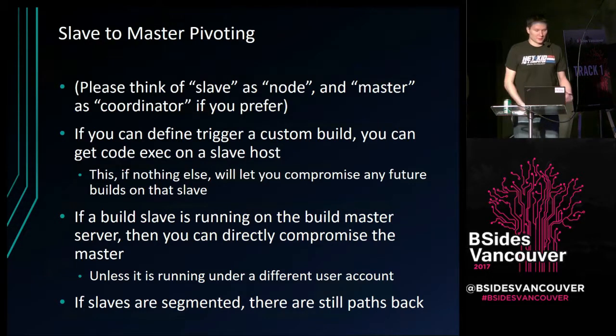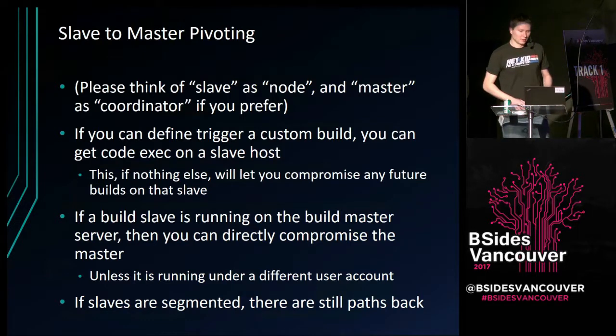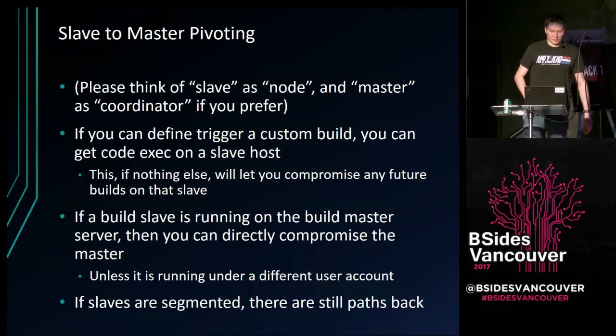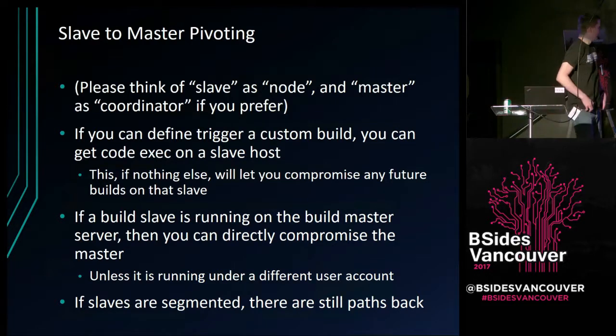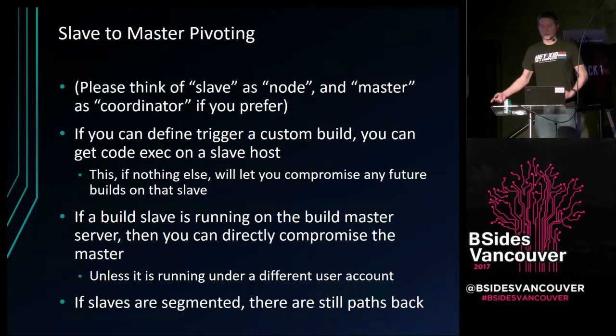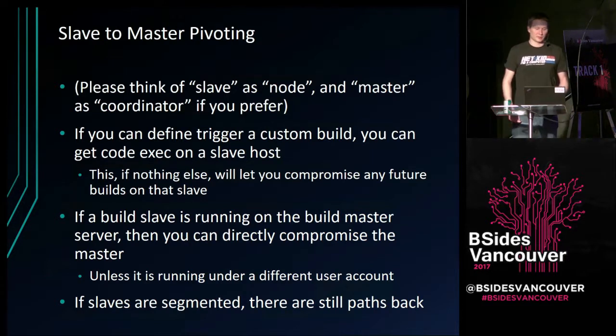What if you want to take over the whole system? I'm calling it build slave here. Each system calls it something different, node or agent or what have you. I'm calling it slave because that's fine for computers, I think. Probably not for people. So if you can trigger a custom build, you can get code execution. And if nothing else, say you can't pivot back, anything else that gets built on that slave, you can now compromise or mess with. So that might be good enough depending on how they've architected where builds go to what slaves.